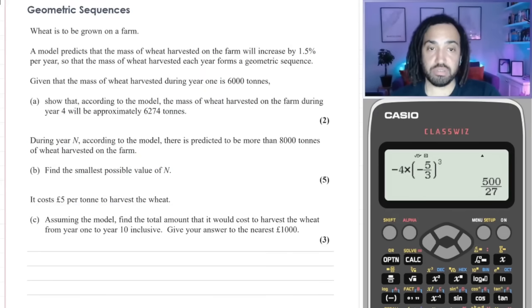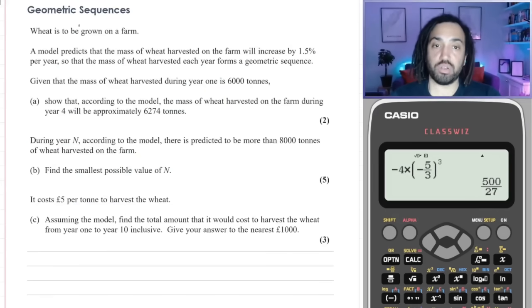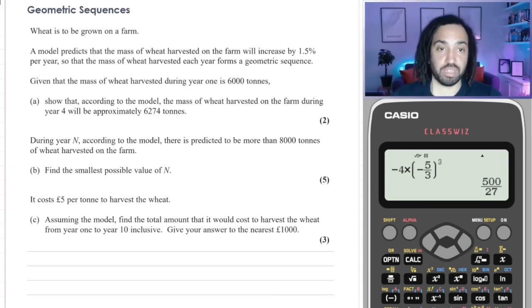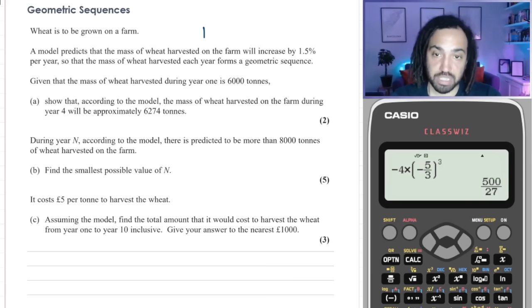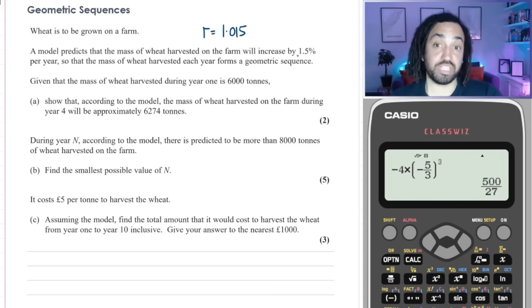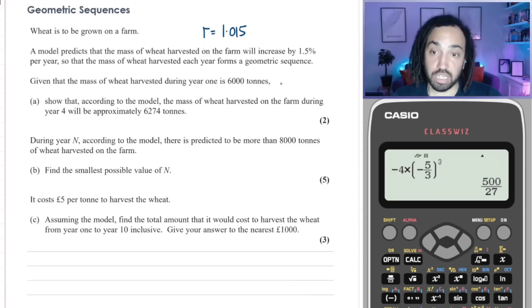Okay, geometric sequences, and we've got wheat is to be grown on a farm. A model predicts that the mass of the wheat harvest on the farm will increase by 1.5% per year. Okay, so that means that r is equal to 1.015, because that's adding on 1.5% to 100% and then turning it into a decimal, so that will be the common ratio. Year 1, it's 6,000 tons, so we say that a is 6,000.